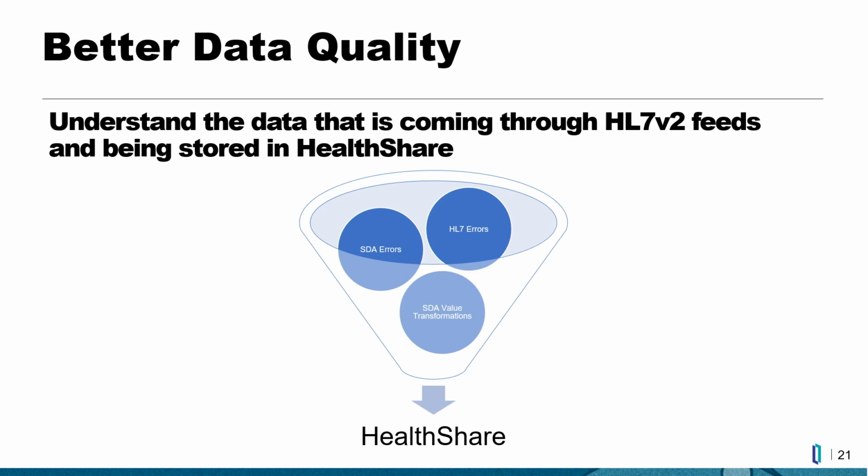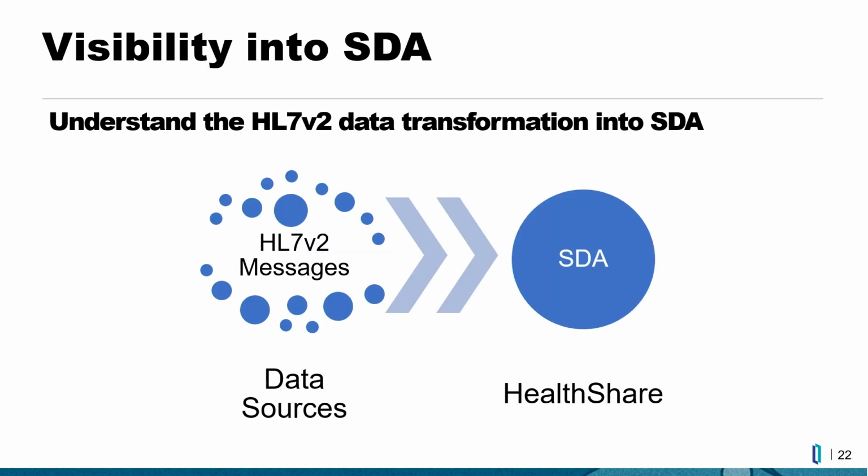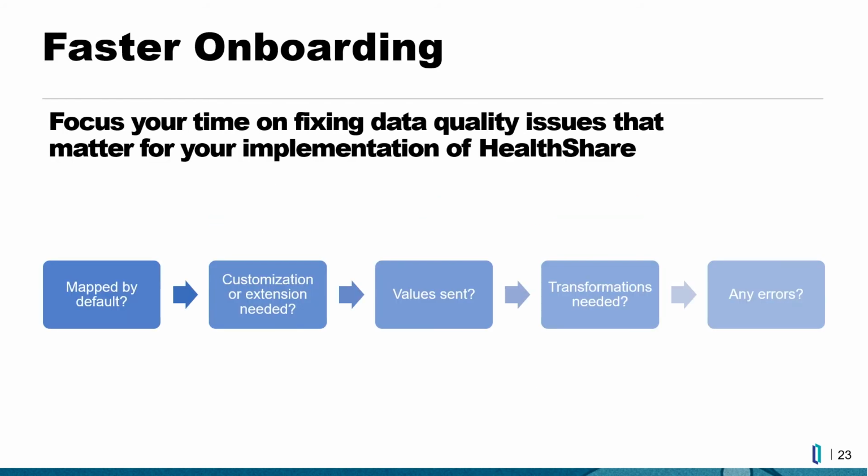So on the data quality side, we want to help you understand our values in the appropriate format and in the appropriate place, right? What data transformations are needed to make sure the right data is getting in the right place. And on the SDA side, we want to help you understand which elements are being mapped, dropped, or transformed in SDA, and which messages are causing errors, so you can remedy those issues, again, at the point of onboarding these data feeds, and you don't find it after you go live.